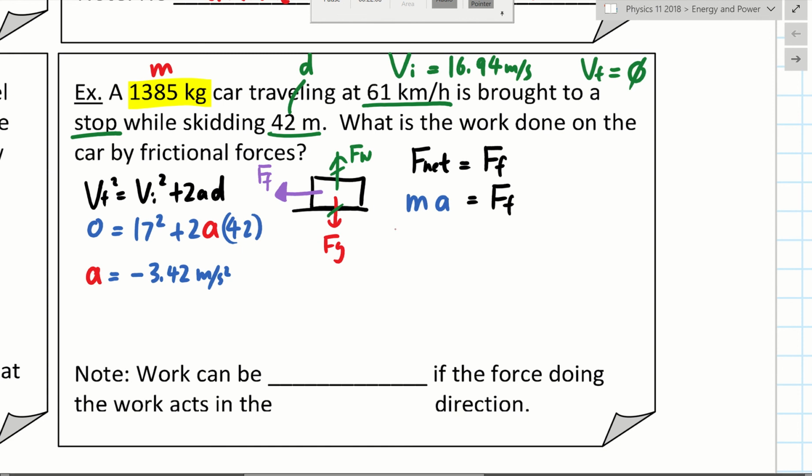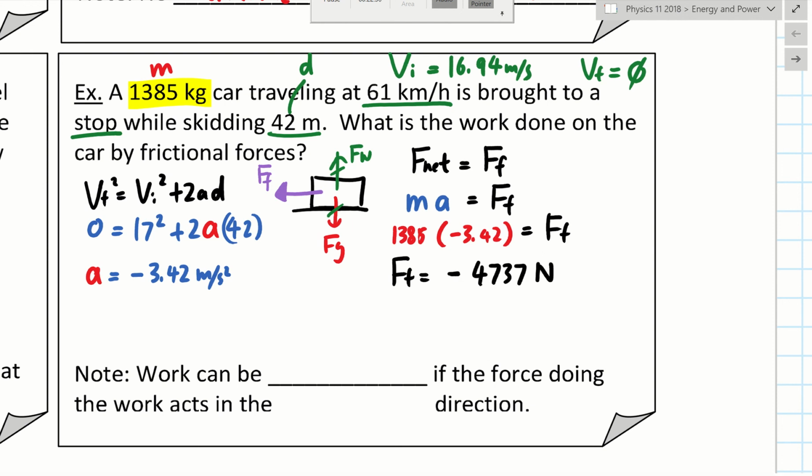Mass of the car is heavy. Acceleration is negative 3.42. And I have my friction. There we go. Okay, so friction, the force, is roughly negative 4,737 Newtons. Now, negative because it's going backward, right? The force is going in the opposite direction from where your car is moving. Now, we have done all of that. How can that help us do our work done?